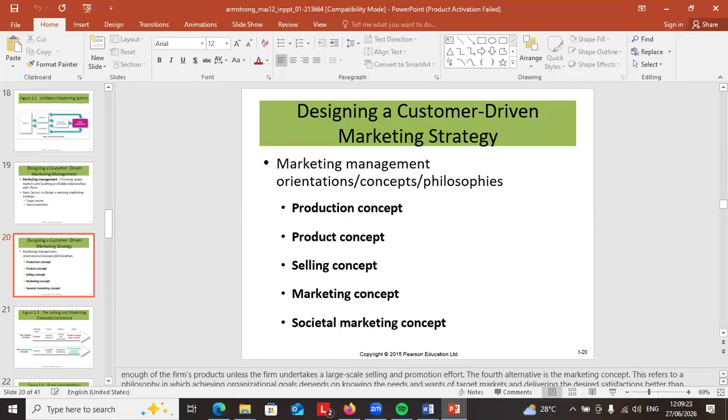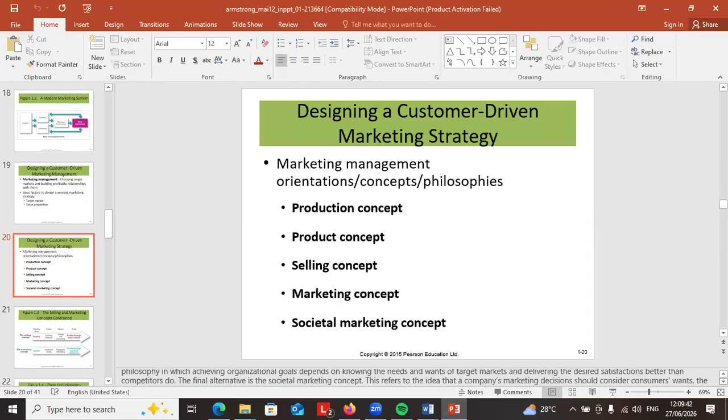And the fourth philosophy or school of thought is the marketing concept. And this refers to a philosophy in which achieving organizational goal depends on first knowing the needs and wants of target market and delivering the desired satisfaction better than competition.